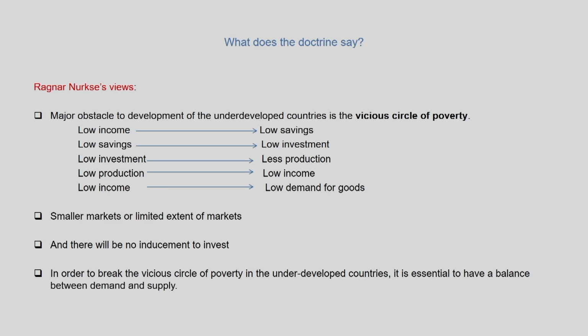Low investments will then lead to less production, and less production will mean that there will be low demand for goods and services. If the firms are producing less, then there is less demand for goods and services. And if the households are demanding less, then the size of the market is limited. So this is a vicious circle which is operating on the demand side and on the supply side.